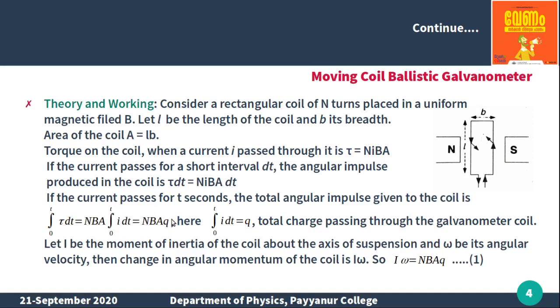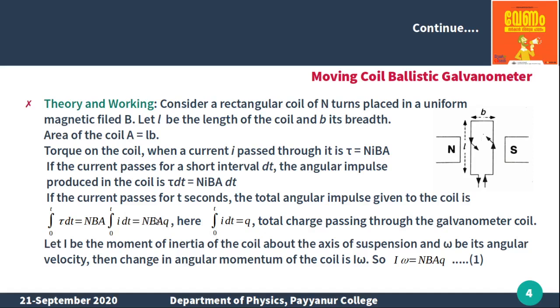What is q? Q is the total charge that passes through the galvanometer coil for a period of t seconds. That means that much time only you pass the current. So due to that current, how much charge is passed through the galvanometer, we get by integrating I dt from 0 to t. So instead of I dt, you can put Q. Okay, so what we got?